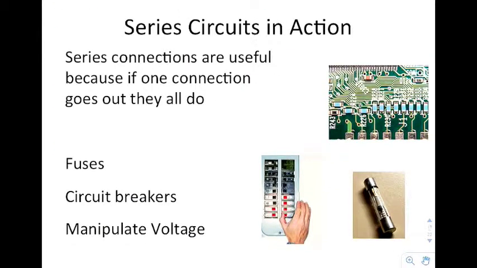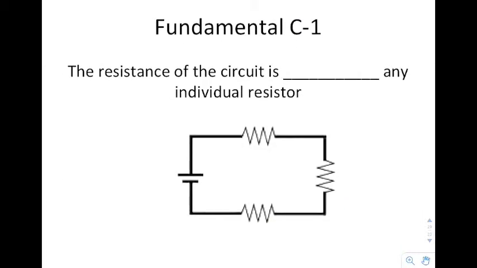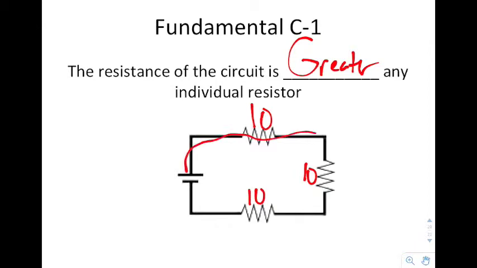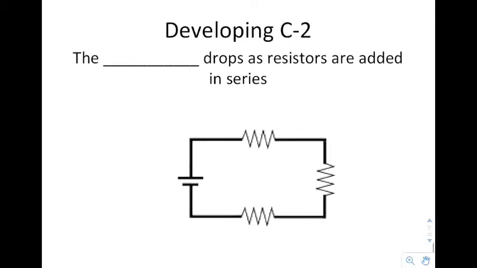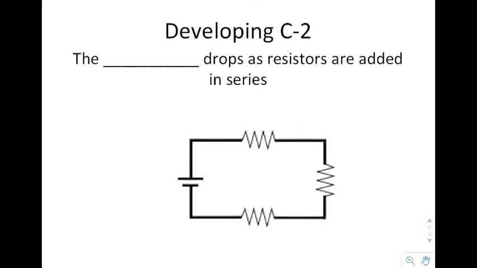Now, series circuits in action. They're useful for fuses, they're useful to manipulate voltage. We've already talked about that quite a bit. The resistance of the circuit is greater than the resistance of any one resistor. If this is 10, and this is 10, and this is 10, by going through all the 10 resistors, the total has to be greater than the individual pieces. Now, the voltage drops as resistors are added in series.